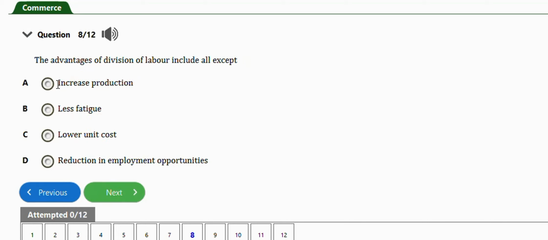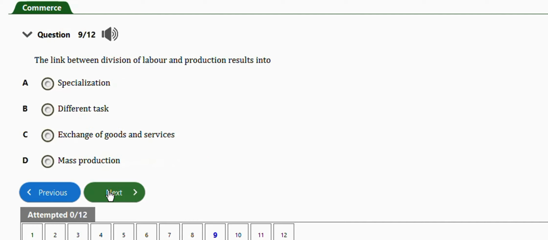Next question. The advantages of division of labor include, except: increased production, less fatigue, lower yield cost, reduction in employment opportunities. The exception here is option D, reduction in employment opportunities. Next question. The link between division of labor and production results into, this is a repeated question, specialization. The right answer is option A.